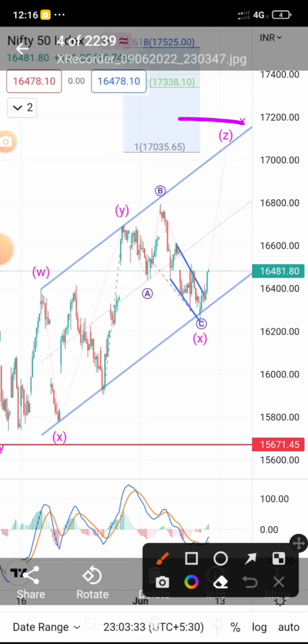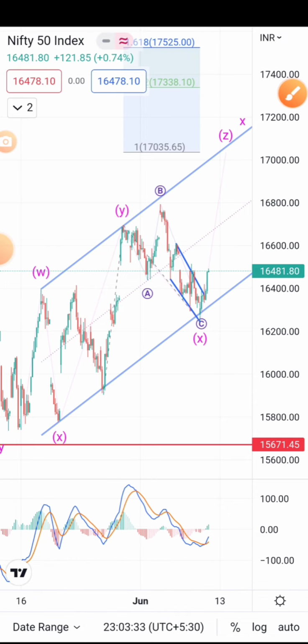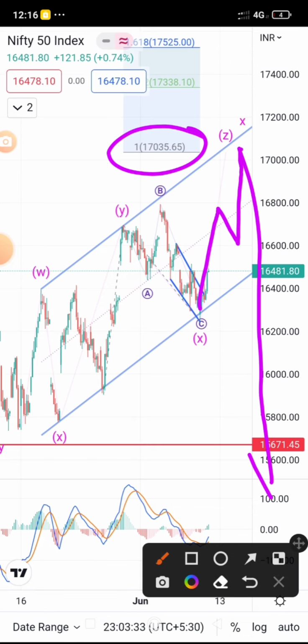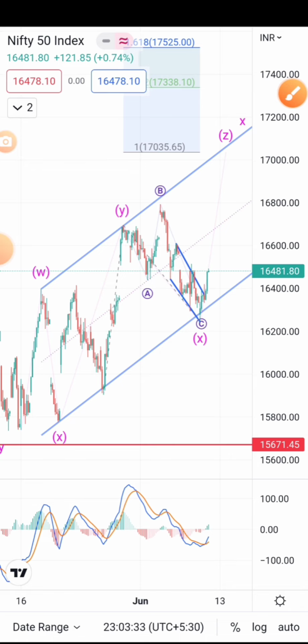So this looks to be a little bit proper way to move on the upside. So we can expect a zigzag move like this going on the upside, and then the drop will come, taking us below 15,600.